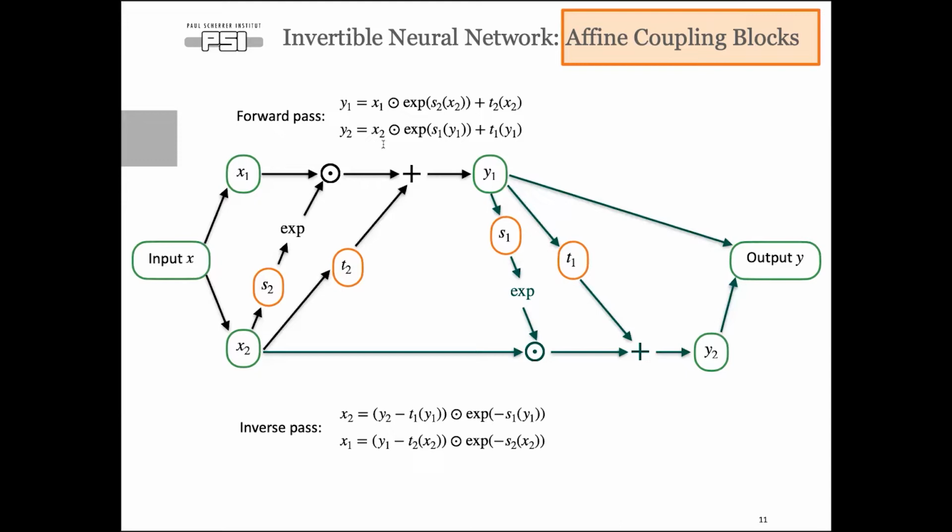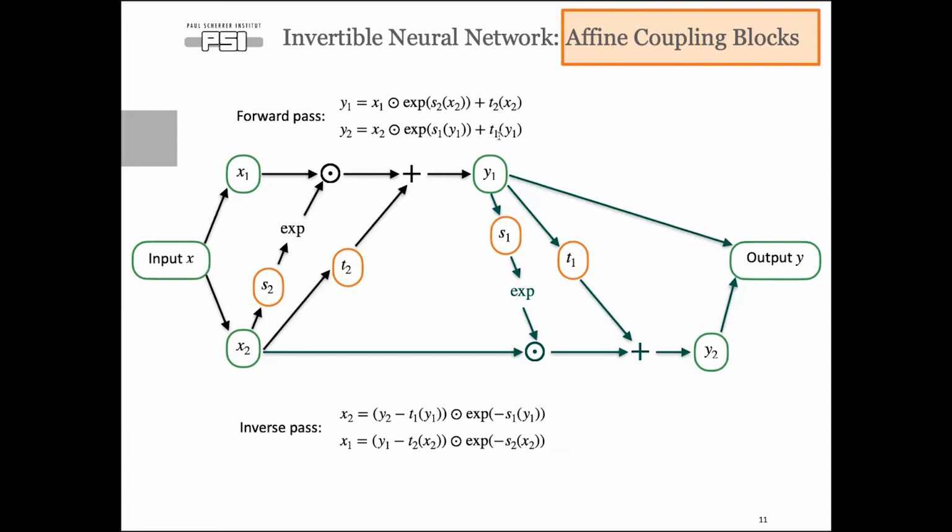Due to the special structure of those mathematical expressions, they are invertible. So if we have the forward pass, then we get the inverse pass for free. We need to train the network only in the forward direction, and we get the inverse direction simultaneously. And here the S and T are neural networks themselves.